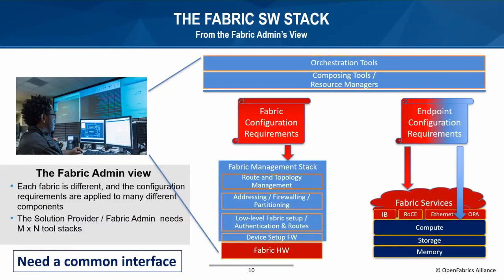Now, most fabrics share the need of several common fabric-level configuration and management functions, as you see there in the center: route and topology management, addressing and firewall and partitioning, fabric address assignment, discovery, and enumeration of fabric resources. However, each fabric implements these management functions differently, sometimes quite differently. So the orchestration and composing tool applications need a common interface to invoke common fabric management functions. One doesn't exist. Fortunately, the OFA knows a thing or two about such things. Next slide.